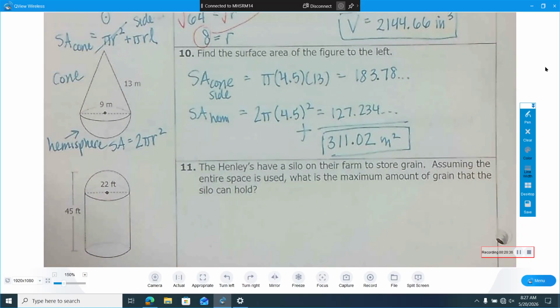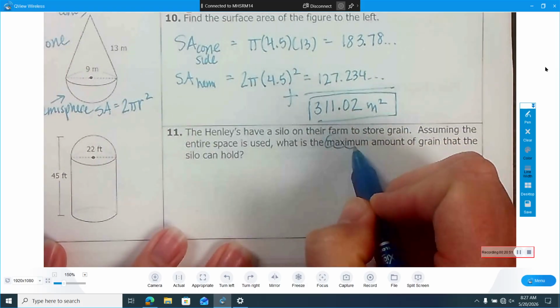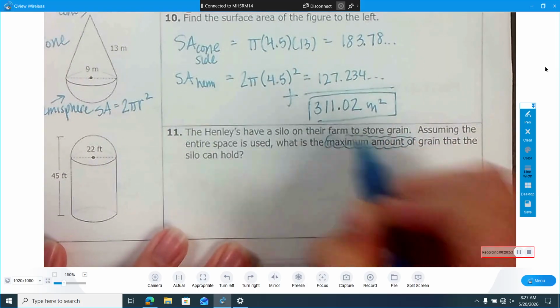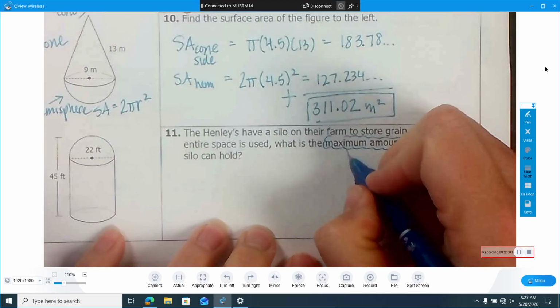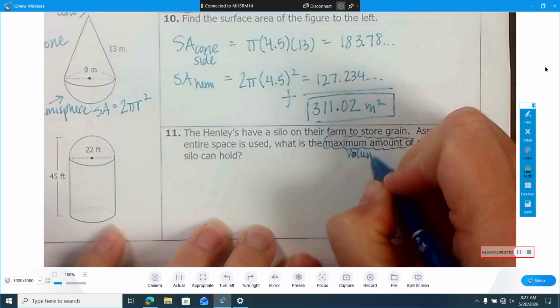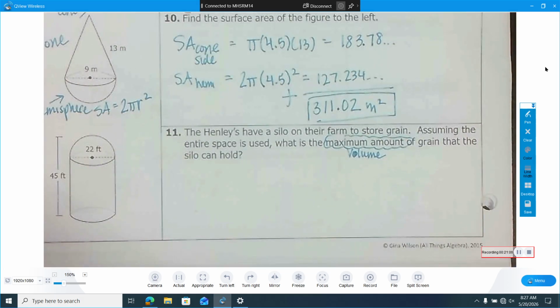Henley's silo. The Henleys have a silo on their farm to store grain. Assuming the entire space is to be used, what is the maximum amount of grain that the silo can hold? If they're asking for a maximum amount of grain, is that a measure of surface area or volume? Volume. Okay. So we're thinking about maximum volume. So when we use our formulas, we want to make sure we're using volume formulas.